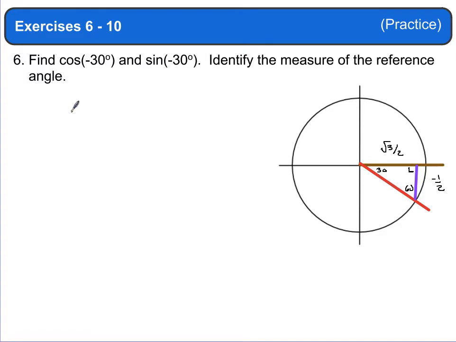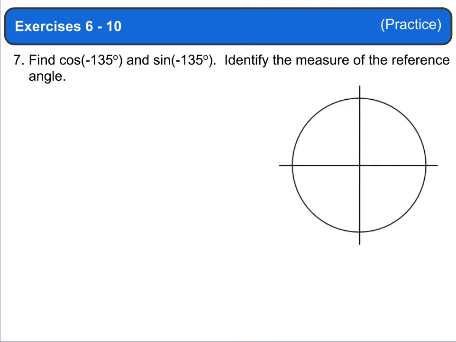And so if I want to know the cosine of negative 30 degrees, then that's going to simply be the square root of 3 over 2. And if I want to know the sine of negative 30 degrees, then that's going to be negative 1/2. And this continues to play out.